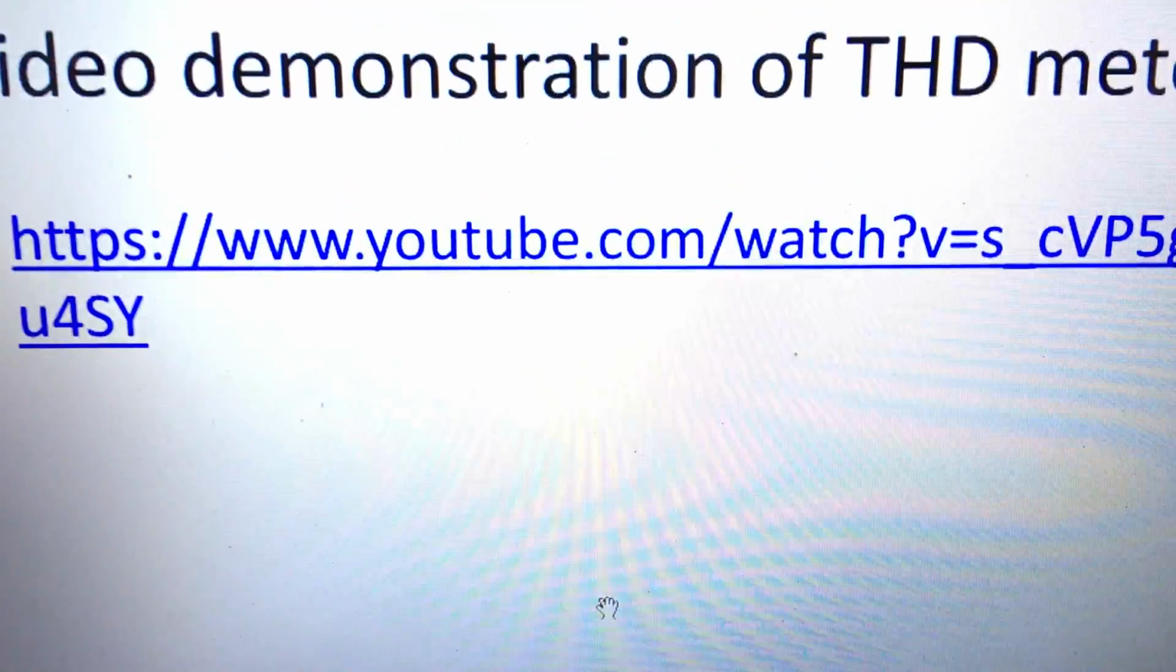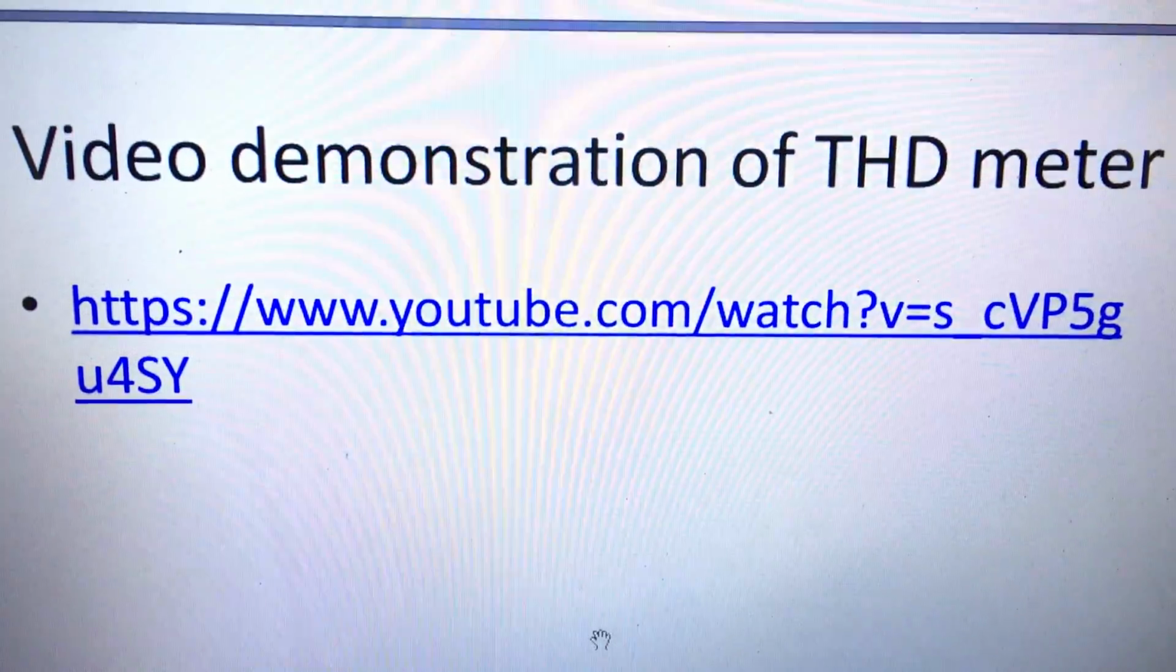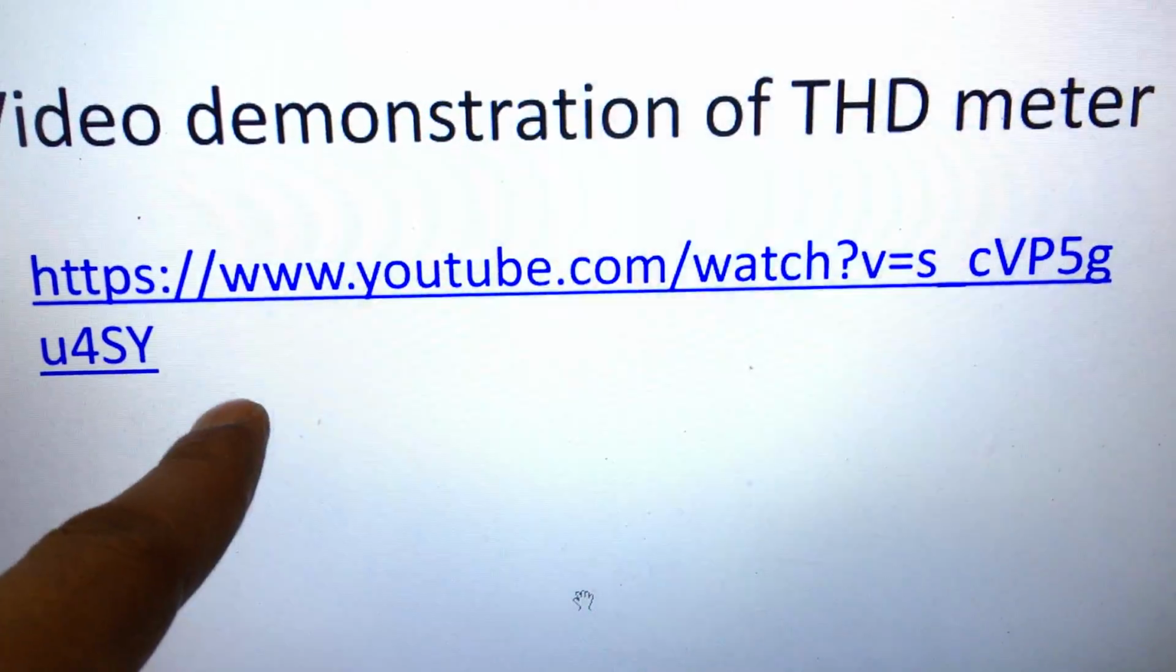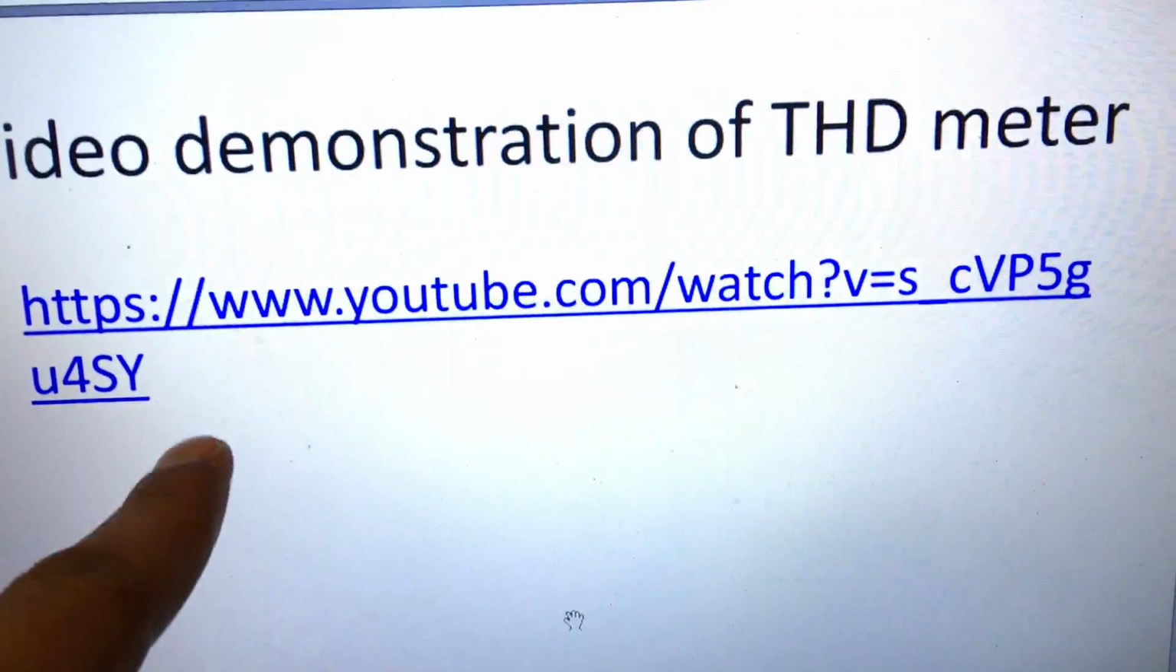Now you can see the video demonstration of the THD meter. This is the old type of THD meter, but still it will tell you how to use that particular instrument.